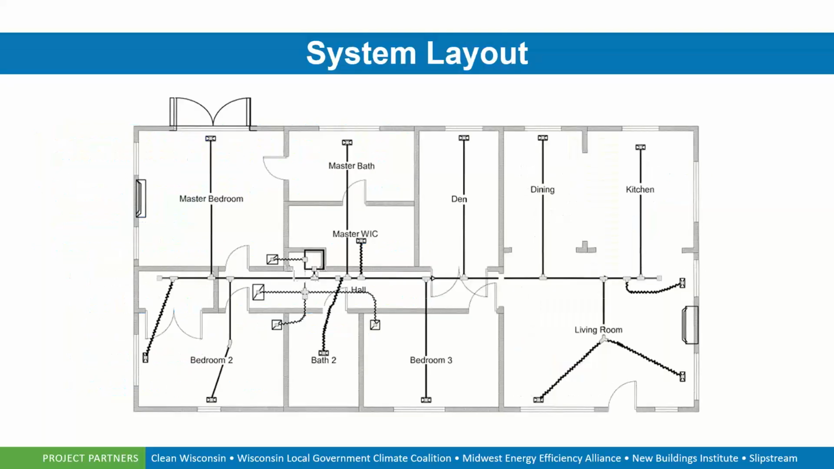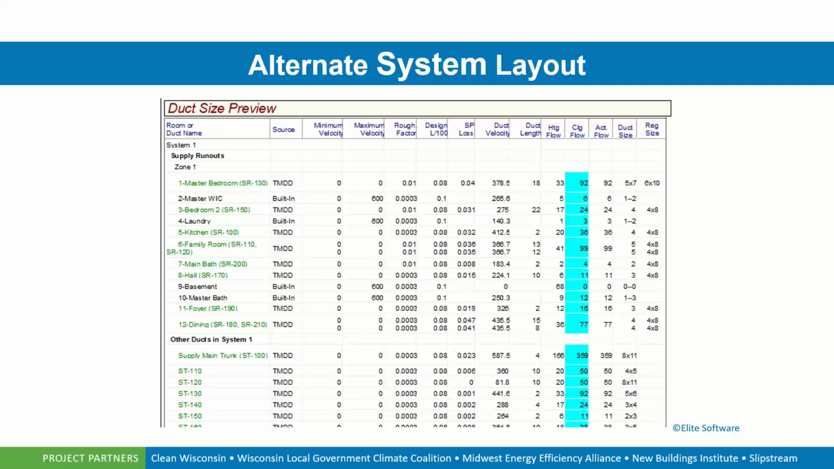So here's an example of a duct distribution system. This is what we want to propose, getting registers to these intended locations. So the next step is to use Manual D to design this system. So we take the duct preview, again from Elite Software. This is an example of that Manual D report.